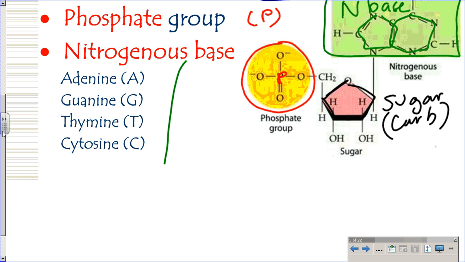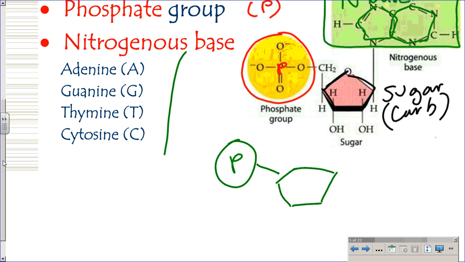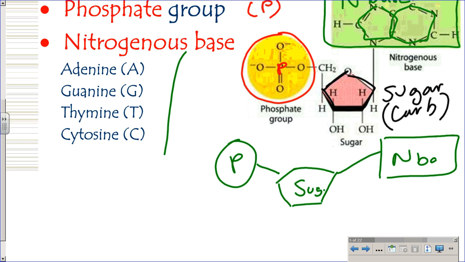All right, I'll give you a second there if you're processing or drawing. So your drawing probably looks not as technical as that. You probably have a P. You have a pentagon, right? Sugar. Okay. And then we have nitrogen base.